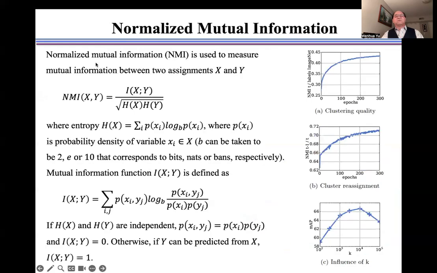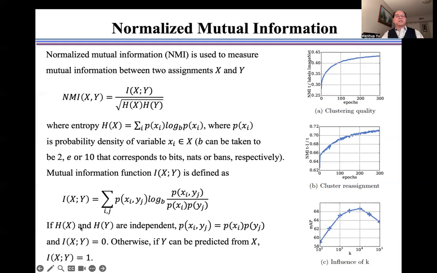Normalized mutual information is used to measure mutual information between two assignments x and y in this equation, where H is entropy, p is the probability density of xi. Mutual information function I is defined as here.